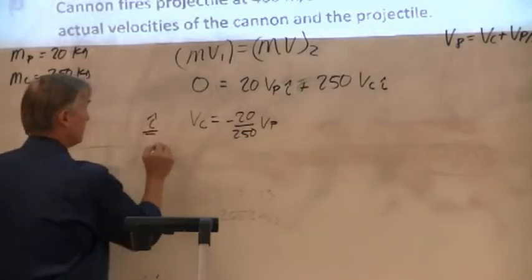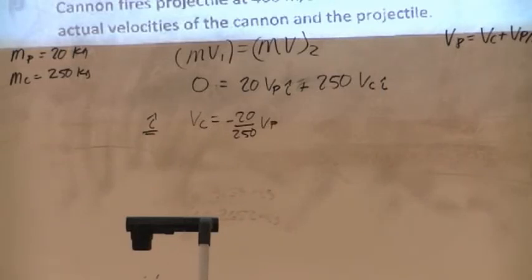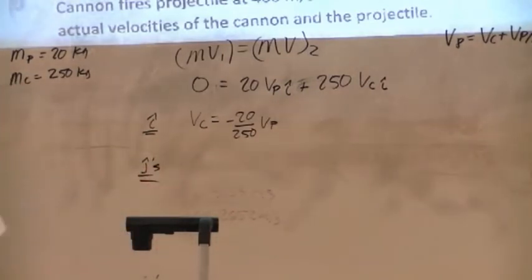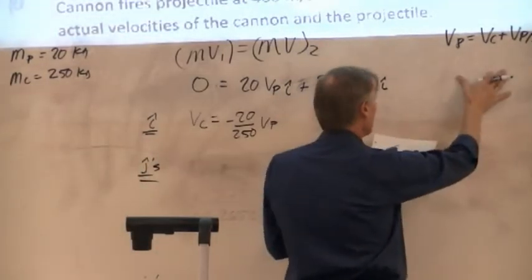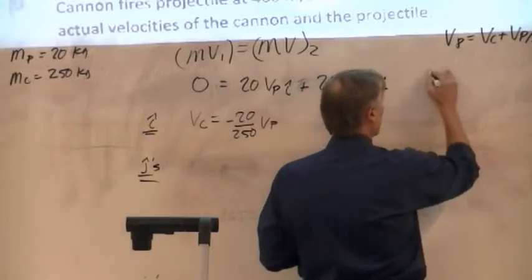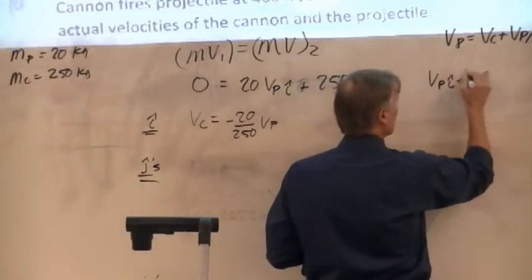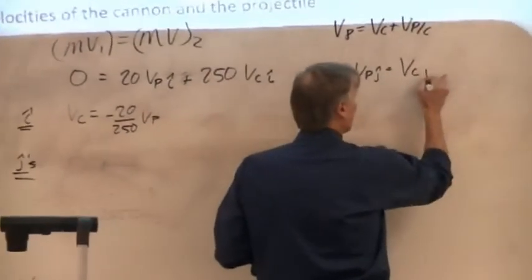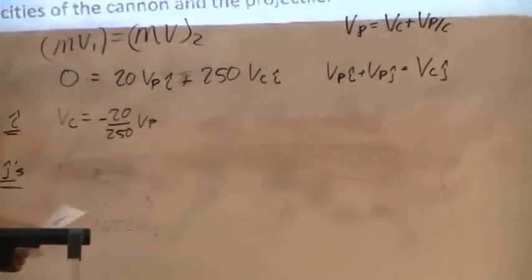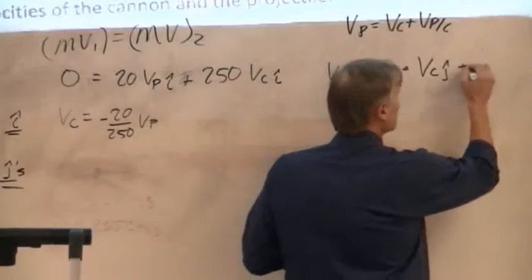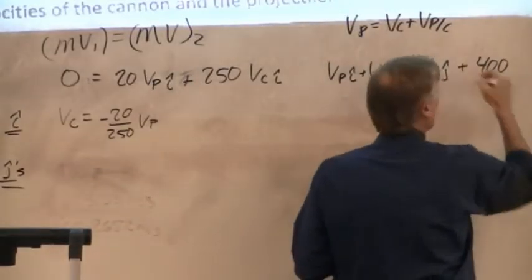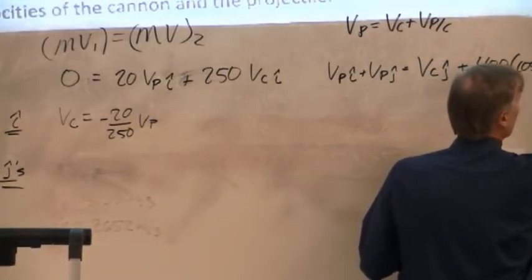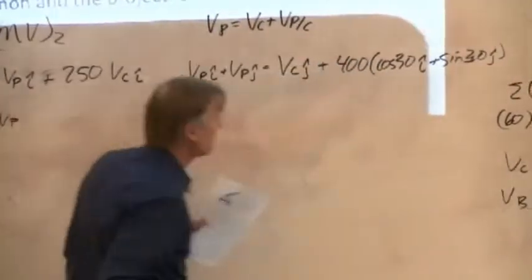All right, how about the J direction? In the j direction, let's do the relative equation. So the velocity of the projectile is the velocity of the projectile in the I direction, which I don't know, plus the velocity of the projectile in the j direction, which I don't know, plus the velocity of the cannon in the I direction, which I do know only goes in the I direction because it's stuck to the floor. Then I got this, plus this goes 400 times cosine of 30 in the I direction plus sine 30 in the j direction. All right. Should have probably done that first.